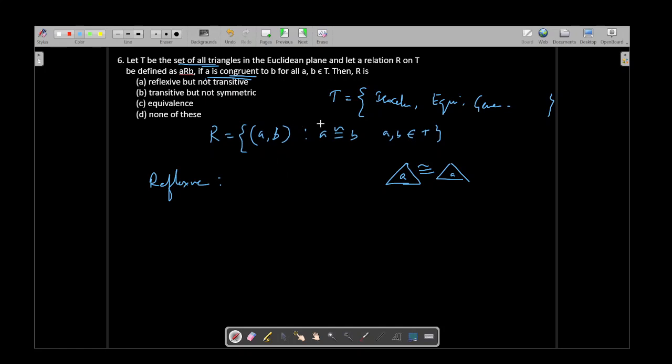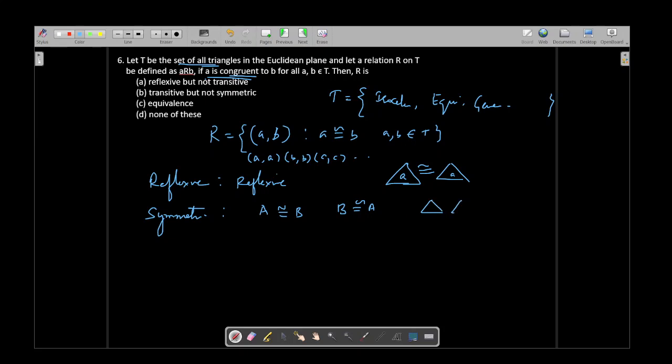Every triangle is congruent to itself. Like if I have triangle A, it is congruent to A; triangle B is congruent to itself, C is congruent to itself, and so on. So this is reflexive. We'll check for symmetric. If I have a triangle A which is congruent to B, then B is also congruent to A. Congruency means they are identical triangles.